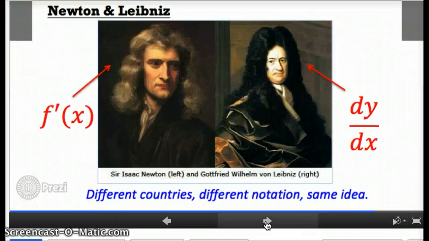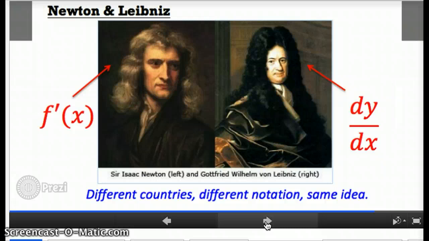Let me start with some introductions. On the left of your screen, you see Sir Isaac Newton. On the right, this is Gottfried Wilhelm von Leibniz. These are the two men who, independent of each other in the 17th century, invented calculus. In fact, it's kind of a controversy for people who follow these things, because each of these men accused the other one of stealing his work.